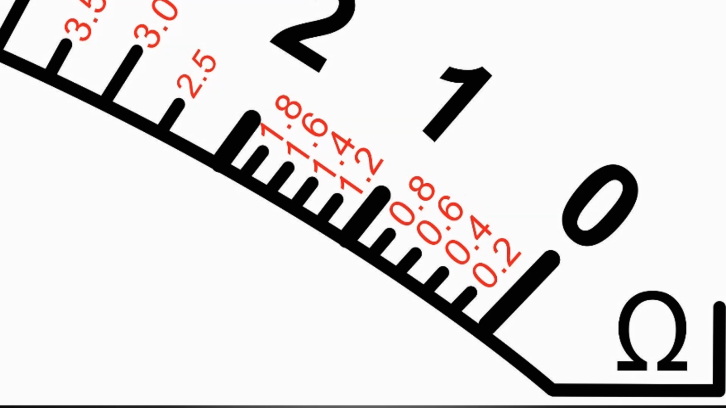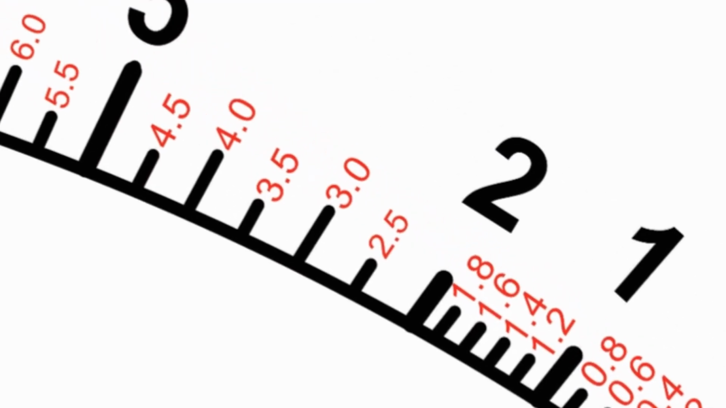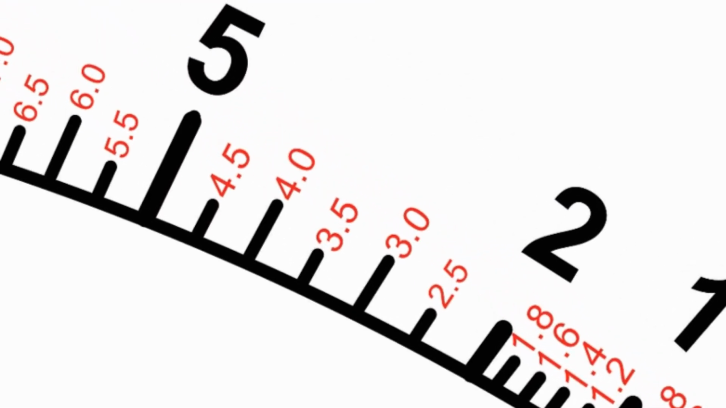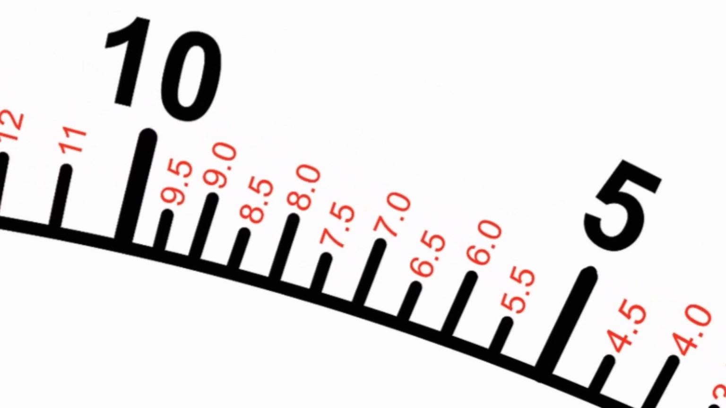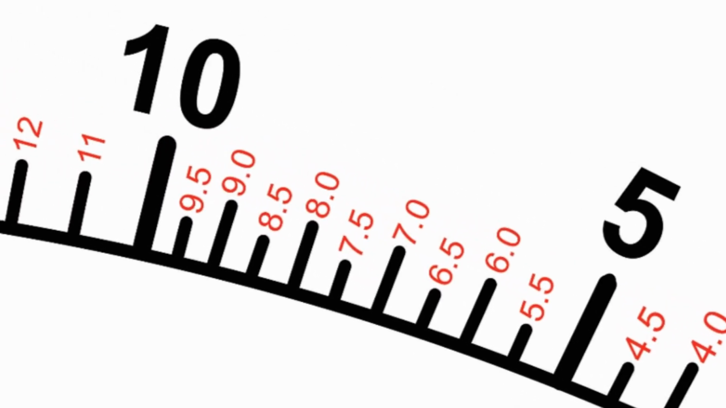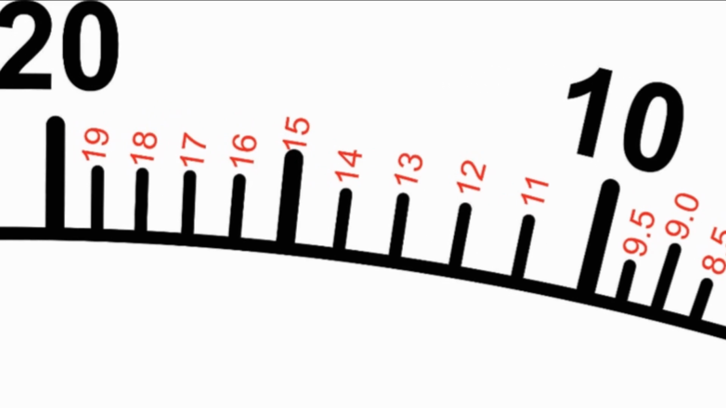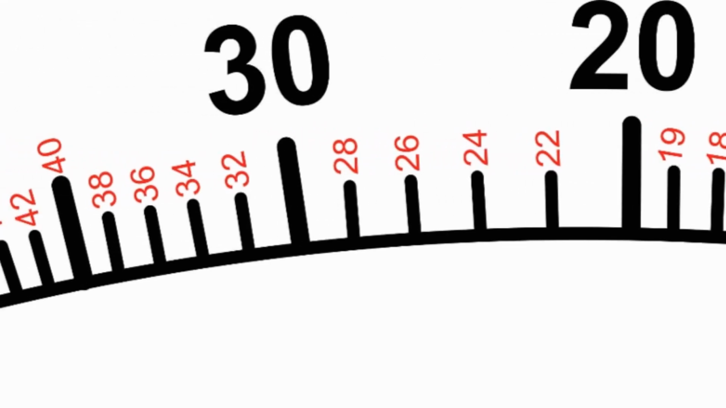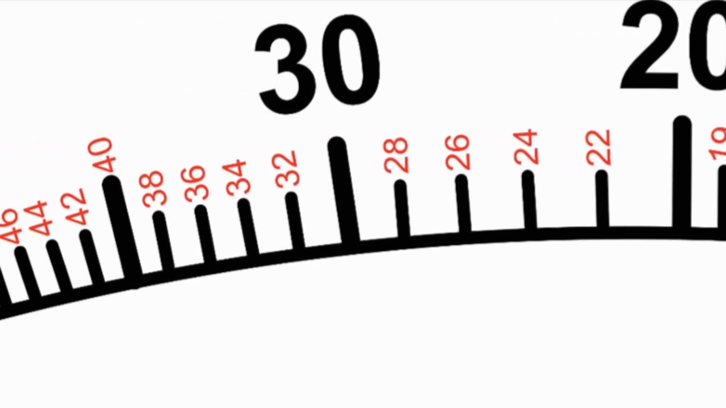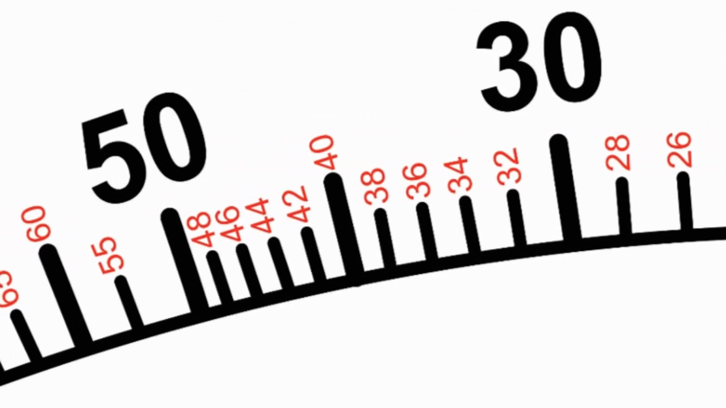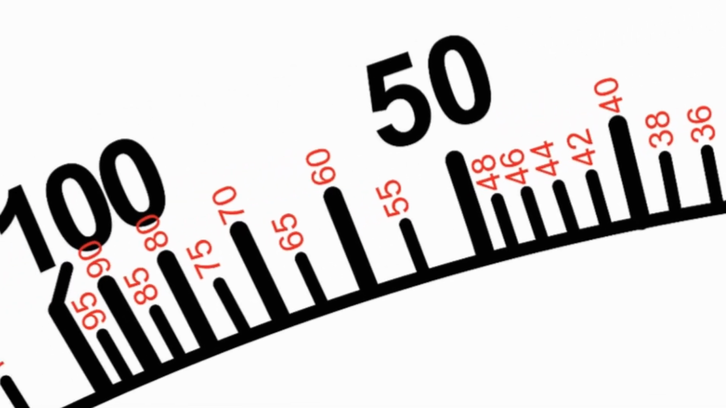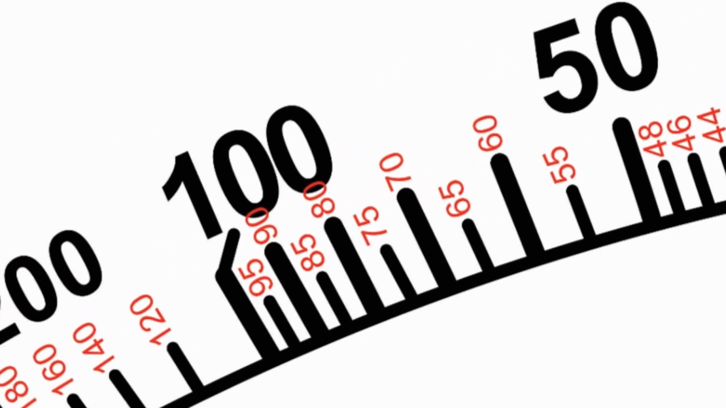Between 0 to 2 ohms, each bar equals 0.2 ohms. Between 2 to 10 ohms, each bar equals 0.5 ohms. Between 10 to 20 ohms, each bar equals 1 ohm. Between 20 to 50 ohms, each bar equals 2 ohms. Between 50 to 100 ohms, each bar equals 5 ohms.